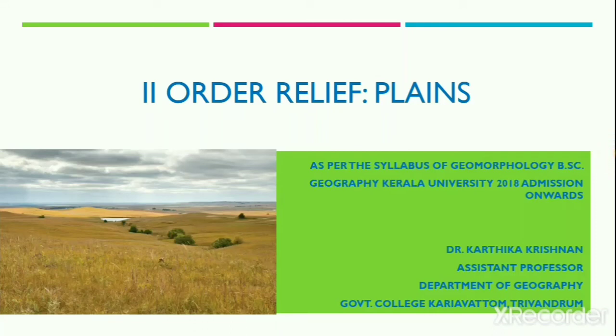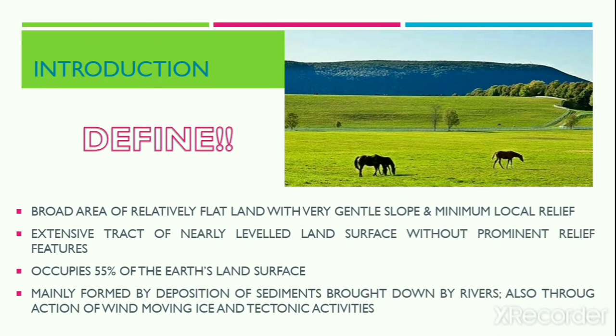Today we enter into another major geomorphological feature, which we consider as the second order relief, that is the plains. Plains are the most important landforms found on the surface of the earth. A plain is a broad area of relatively flat land with gentle slope and minimum local relief. Simply, you can say that it is an extensive tract of flat land or a gently undulating terrain without prominent hills or depressions.